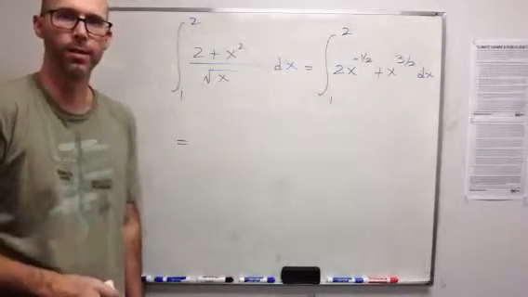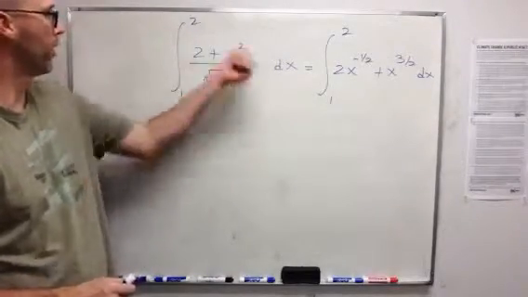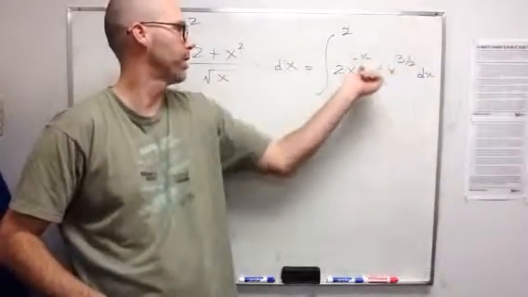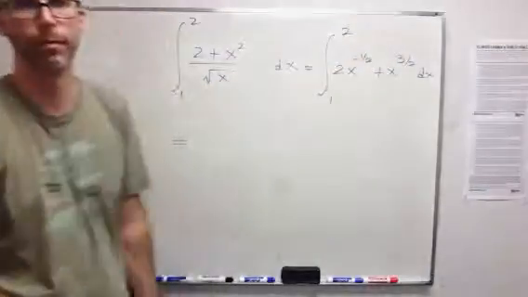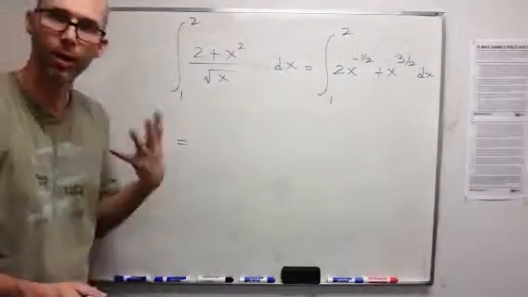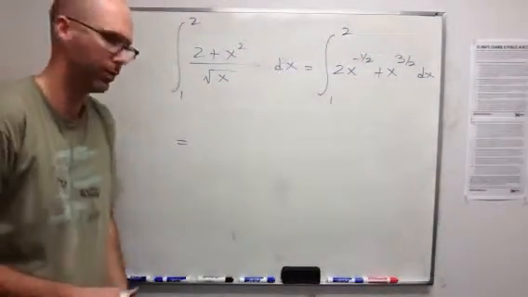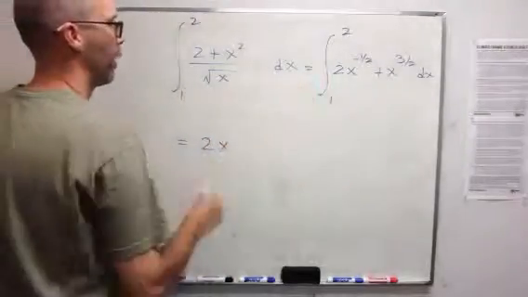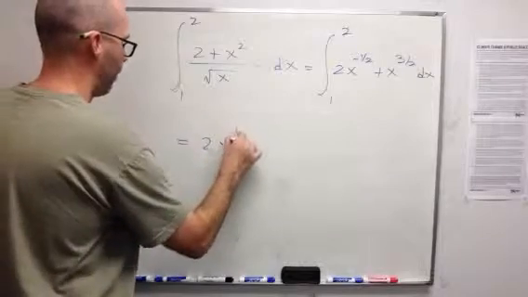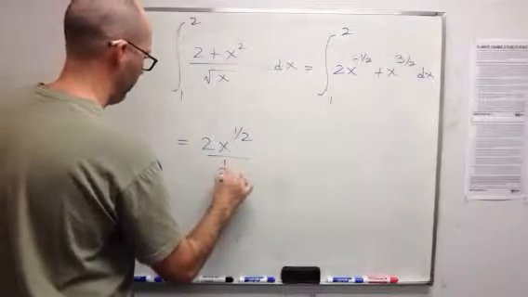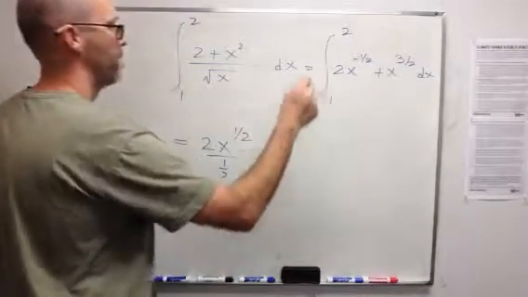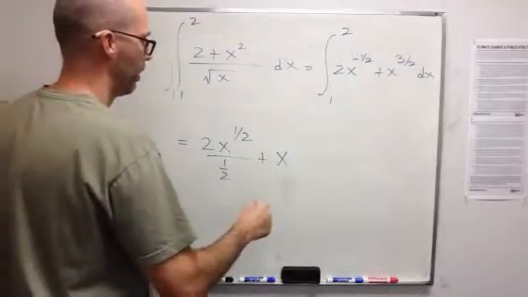Notice the difference. Here we don't have just x's to a power. Here we have x's isolated to a power. That's the only time you can use the power rule. Negative 1/2 plus 1, that's a half. Let's see, 3/2 plus 1.